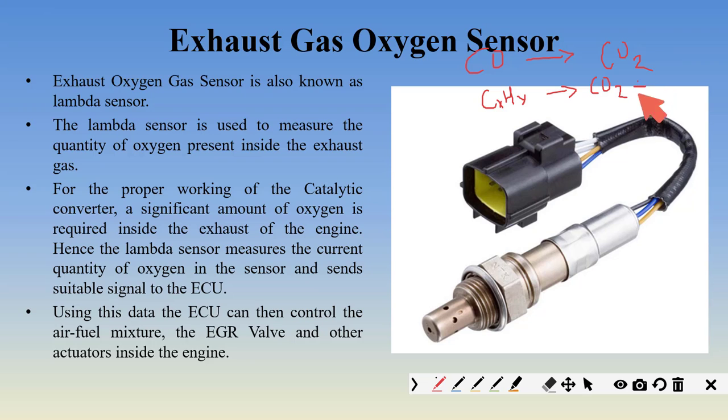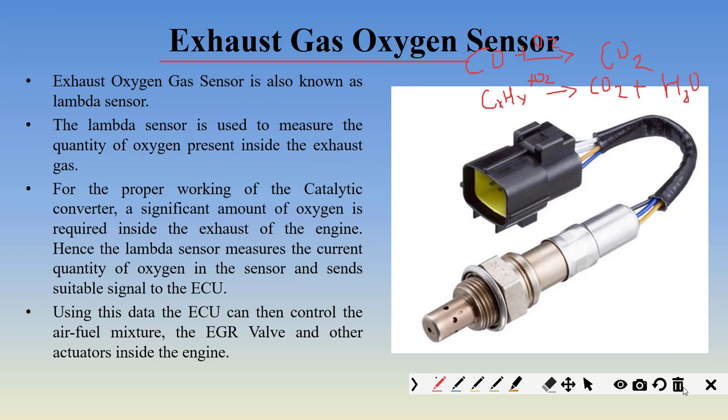Thus, your catalytic converter must have an excess amount of oxygen present. Only when the catalytic converter has an excess amount of oxygen will oxidation take place. Hence we have to measure the amount of oxygen present in the exhaust gas. If the amount of oxygen present in the exhaust gas is less, then we have to reduce the amount of fuel injected, or we have to increase the amount of intake air.